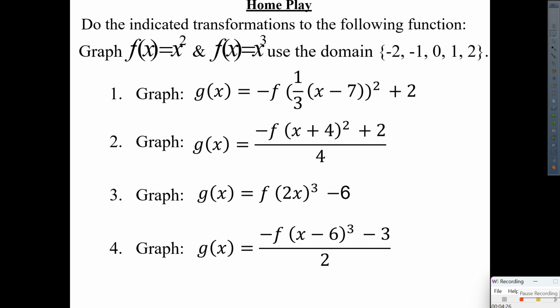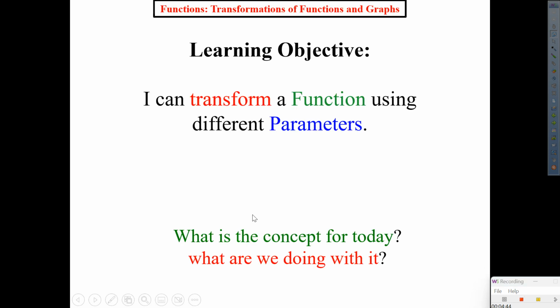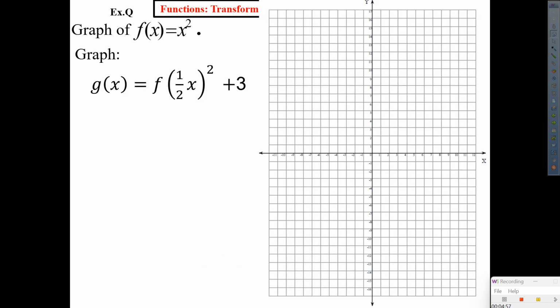So you can put away your notes. Today we're going to be working straight from the graph paper, just to save some time, and I'm going to go straight into the practice today. Okay? But just FYI, BTW, we're still on the same objective. I can transform a function using different parameters. So, on your graph paper, copy this one, please. Example Q.